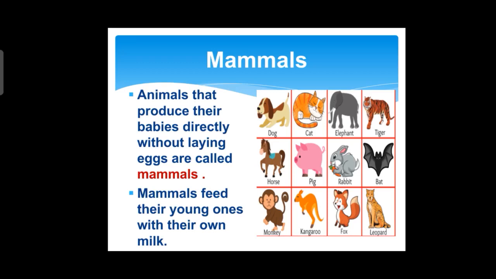Mammals feed their young ones with their own milk. In the picture, you are able to see dogs, cat, elephants, tiger, horse, pig, rabbit, bat, monkey, kangaroo. All are the examples of mammals. The humans also come in the category of mammals.